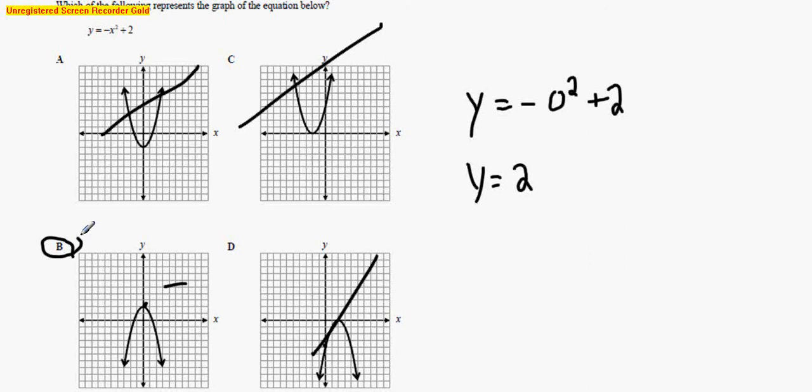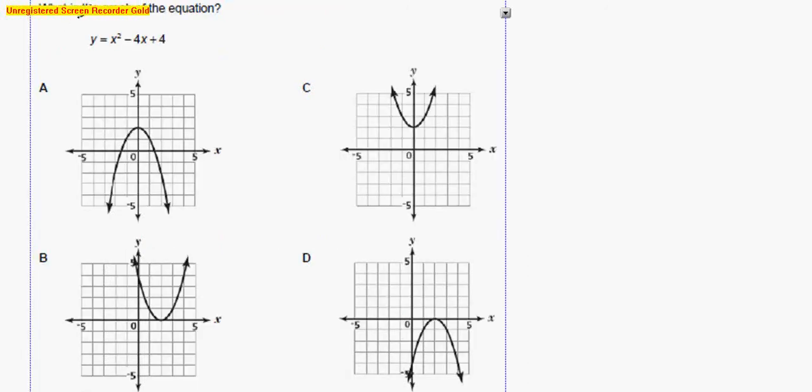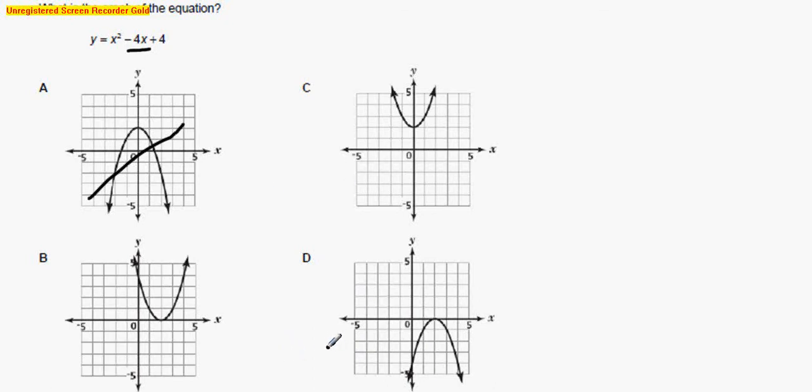Okay? Let me do one more quickly here so you kind of get the hang of these, and then you can try some on your own. Okay, so again, this one looks a little bit different because it's got this negative 4x, but don't worry about that. All we want to look at is the x squared term, right? Again, we know this is quadratic because they're parabolas. And so I look at the x squared and it's positive, right? So I can eliminate A because it's opening downward, and I can eliminate D because it's opening downward. And so it's either C or it's B.